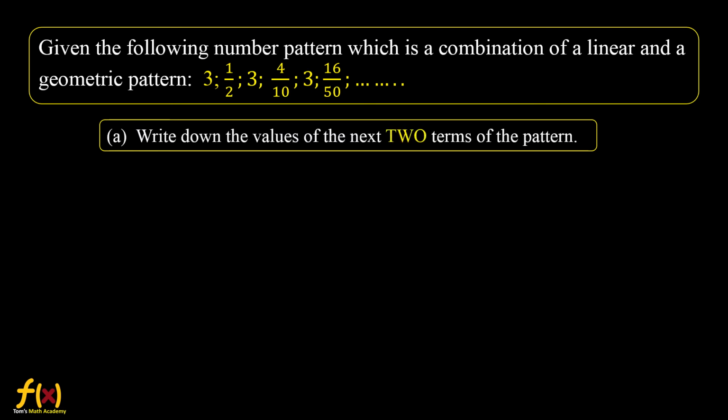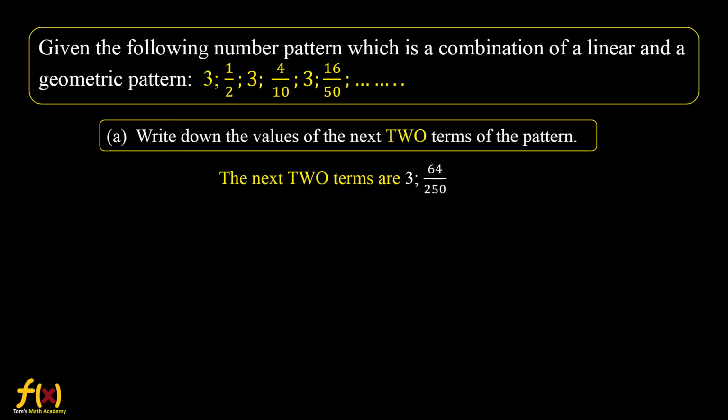Write down the values of the next two terms of this pattern. Obviously, the next term, immediately we can write 3, and look at the fraction term. You can see the geometric sequence 1 over 2, 4 over 10. So the numerator is multiples of 4: 1, 4, 16. So 16 times 4 will give us 64.